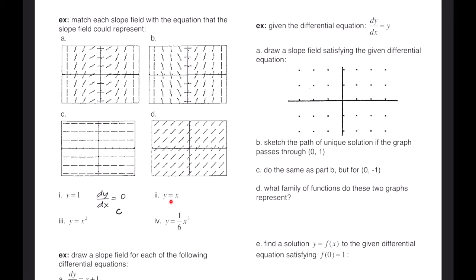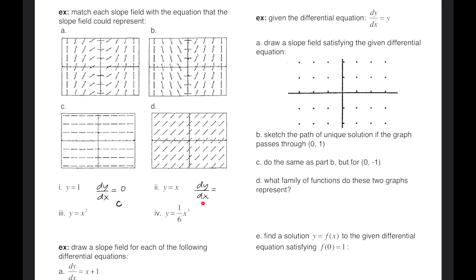We're going to take the derivative with respect to x. So dy/dx is going to equal 1. So if you look at our graphs, you can see that for part D, all of the line segments are a slope of 1. So this differential corresponds to graph D. For this one, we're going to take the derivative. So the differential equation equals 2x.